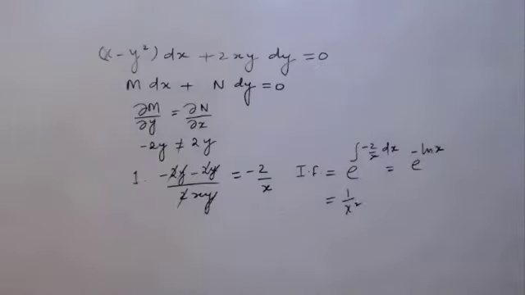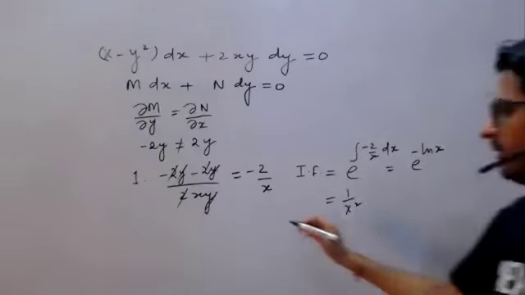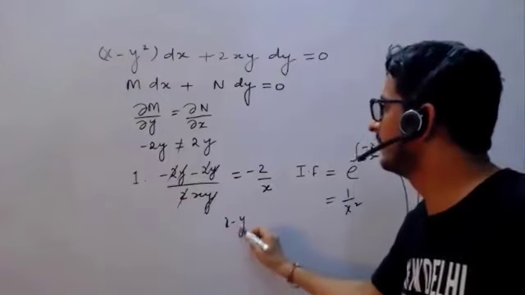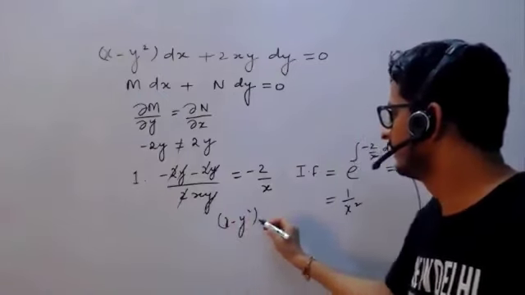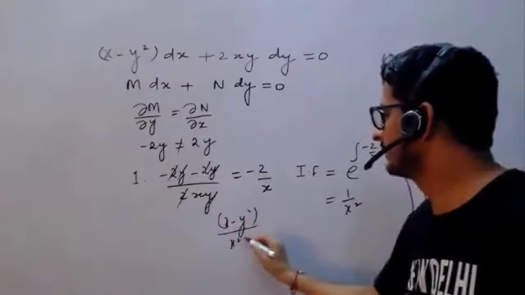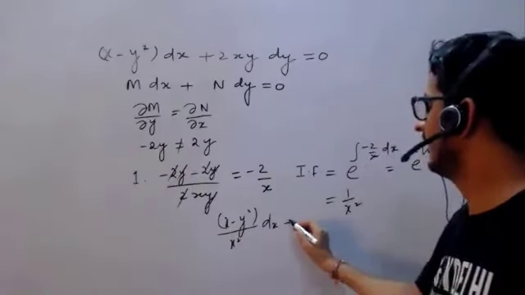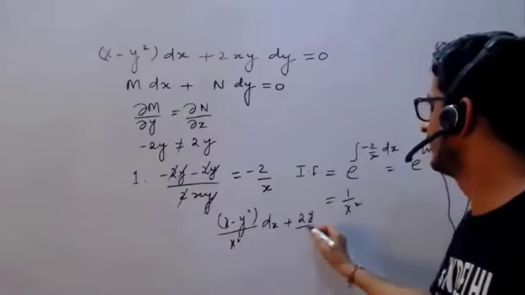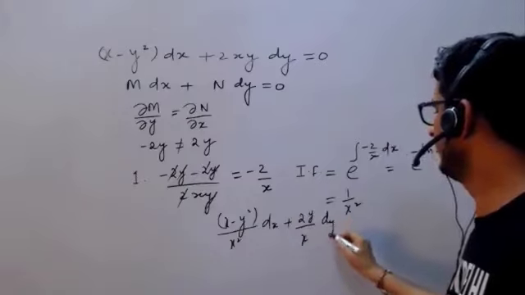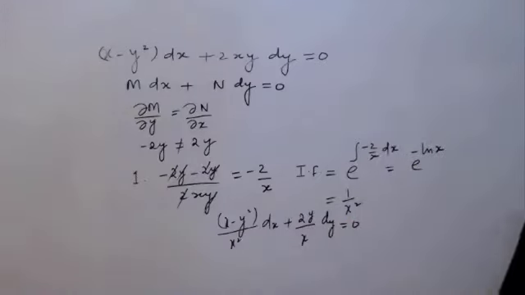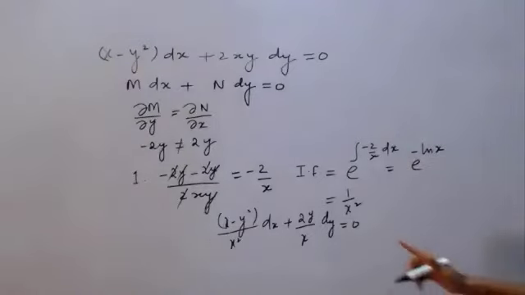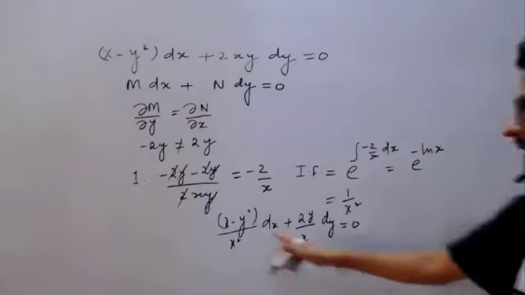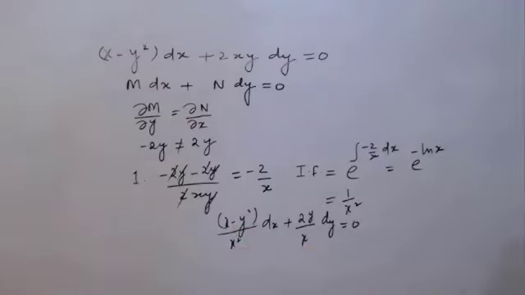Now multiply it by this, so your equation will become (x minus y square) by x square dx plus 2y by x dy is equal to 0. Now check if this is exact. So del M by del y, what will it become now?